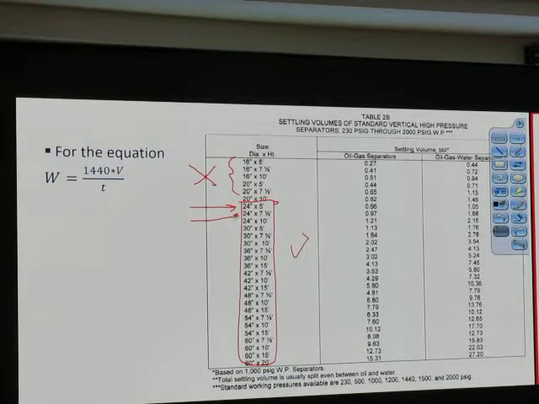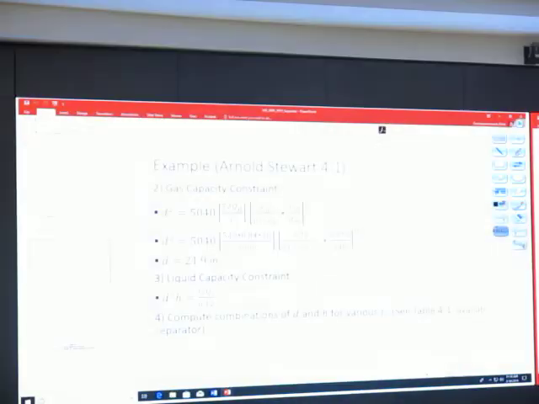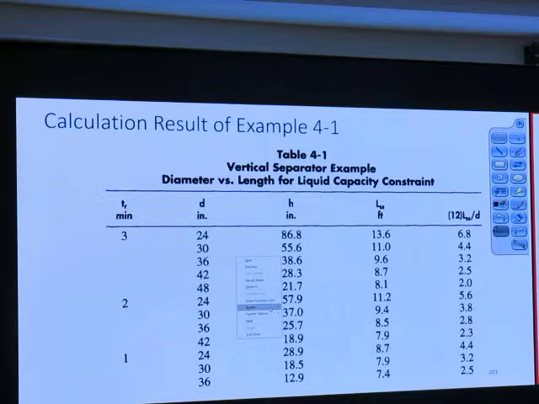24, 30, 36. The option that you may want to try: 24, 30, 36, 42, 48. Can you try that? Sure, you can try that. You put it in the seam-to-seam equation.